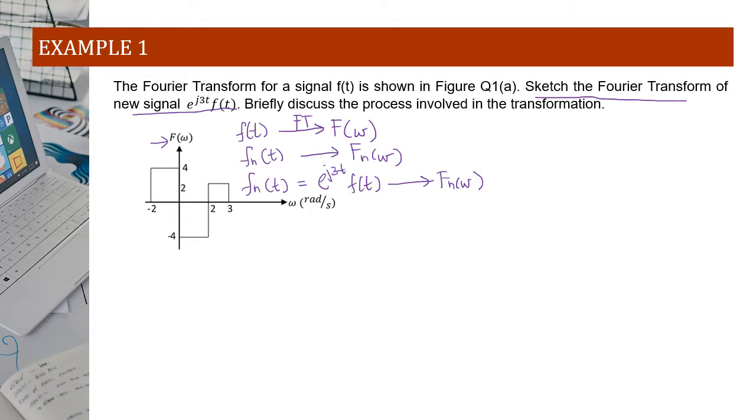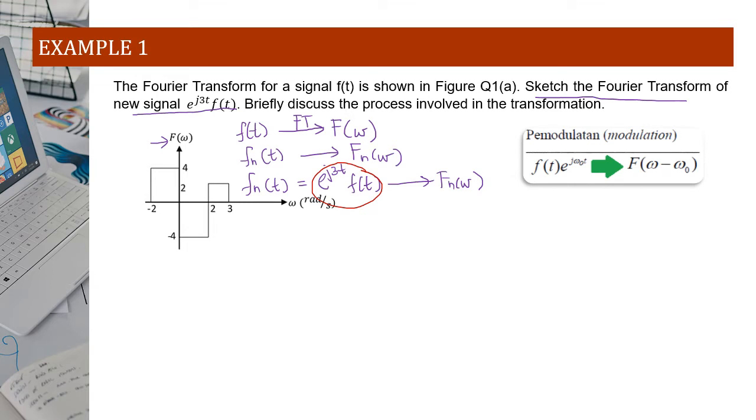We need to check the Fourier transform table to see what this equation will be in the frequency domain. If you compare the given equation with the one in the table, that's basically a modulation process. So it is f(t) e^(j omega naught t), which will produce F(omega minus omega naught). In this case, omega naught equals 3.